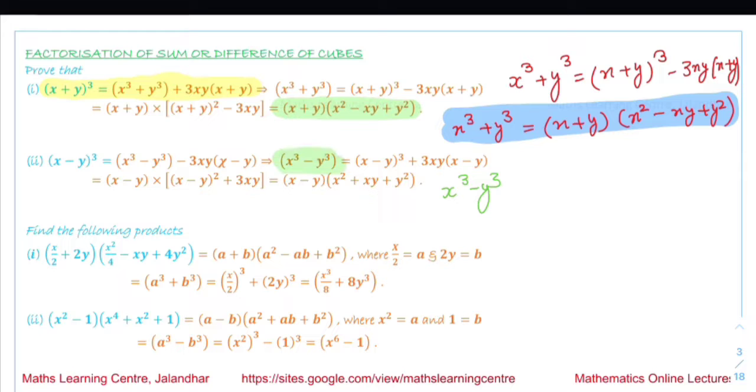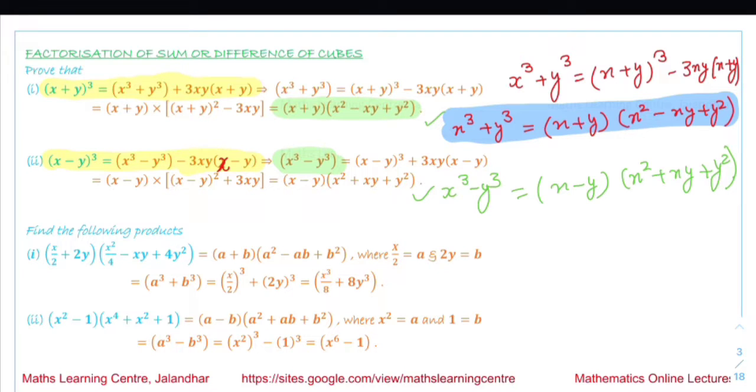When you try to find the value of this, we are using the formula for (x − y)³. The answer you will get is x³ − y³ = (x − y)(x² + xy + y²). The proof of these formulas we have already seen in our earlier lectures.